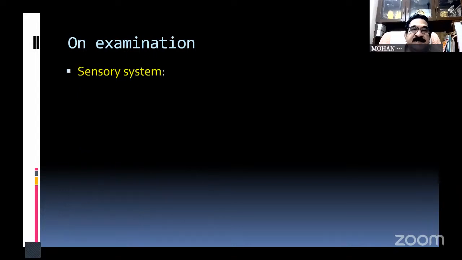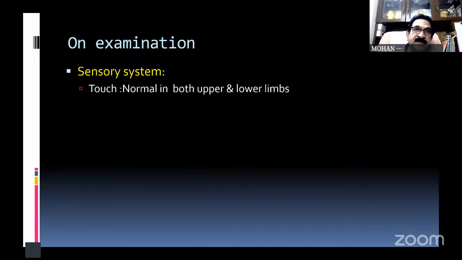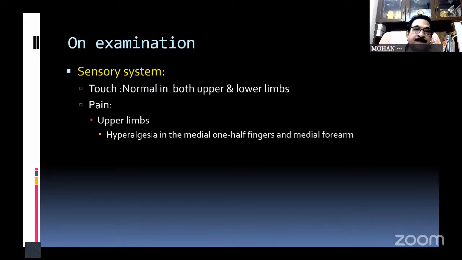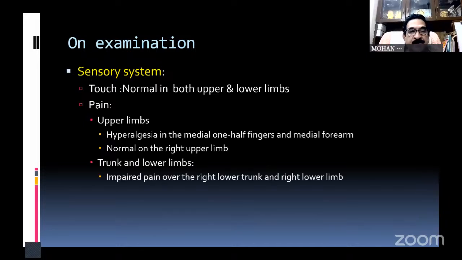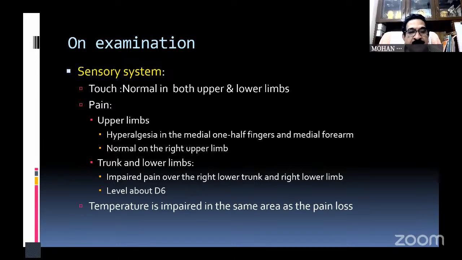Sensory system has decreased pain on the right half of the body from mid trunk, D6, downward. And hyperalgesia in the left little finger, ring finger, medial forearm. Middle one half finger, middle forearm, normal in the right upper limb. Impaired pain over the right lower limb and right lower trunk. Temperature also impaired in that area.